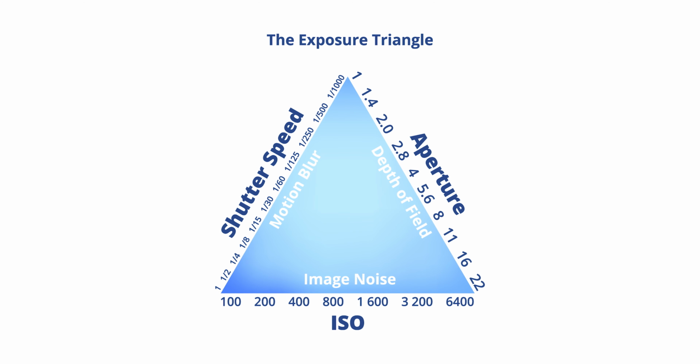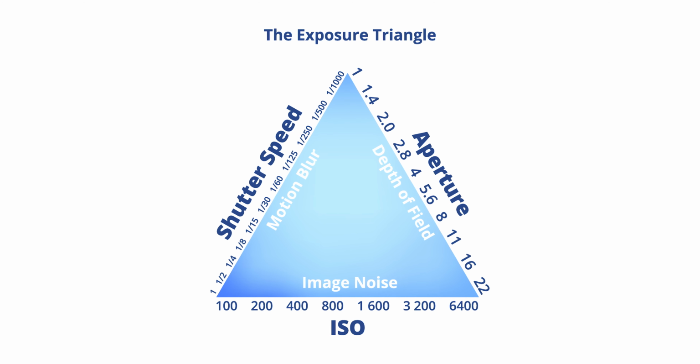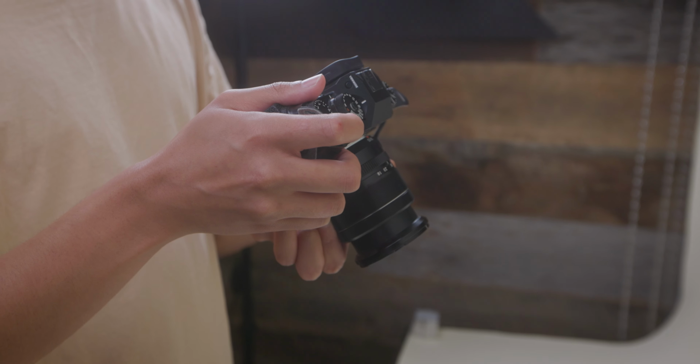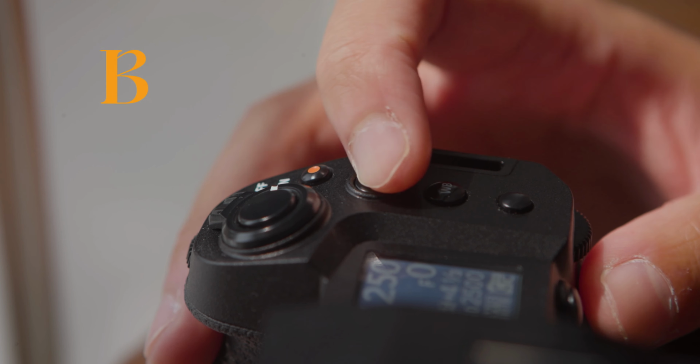Your exposure is determined by three settings: aperture, shutter speed, and ISO. Each setting has its own purpose, but their relationship to one another determines your overall exposure. Finding the right balance is all about understanding what each one does, how it affects the others, and how you can use it to create your ideal image. In this video, we're going to teach you everything you need to know about exposure. So let's get right into it.